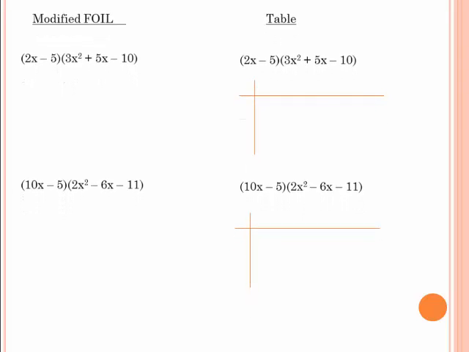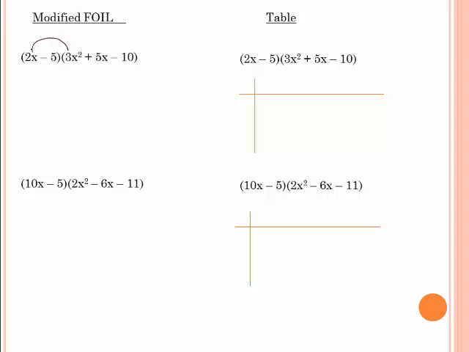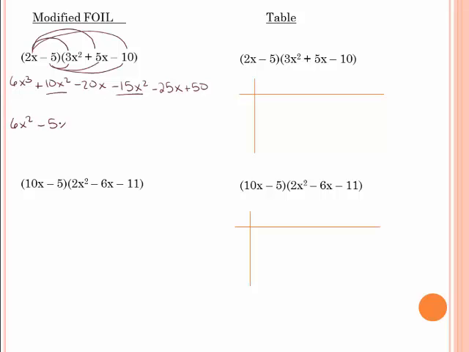Let's try a couple more. Modified FOIL, 2x times 3x is 6x to the third, 2x times 5x is 10x squared, 2x times negative 10 is negative 20x, negative 5 times 3x squared gives me negative 15x squared, negative 5 times 5x is negative 25x, and negative 5 times negative 10 is 50. 10x squared and negative 15x squared gives me negative 5x squared. Negative 20x and negative 25x gives me negative 45x, and then 50.